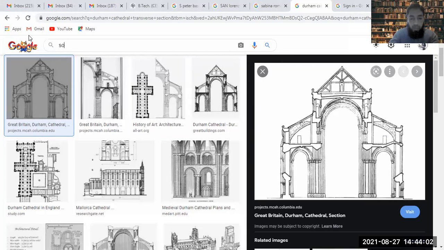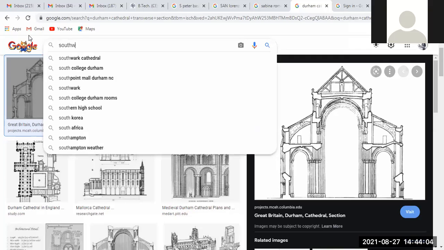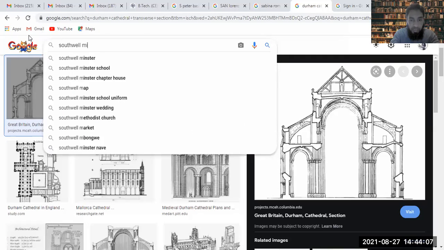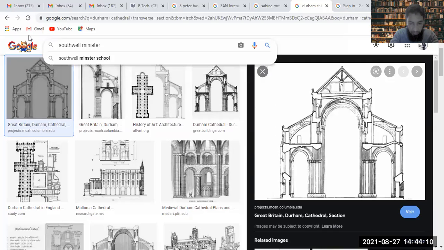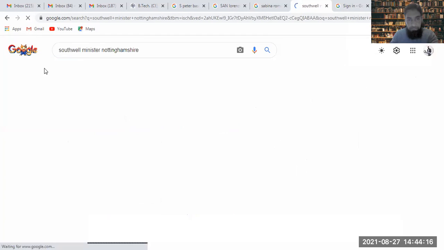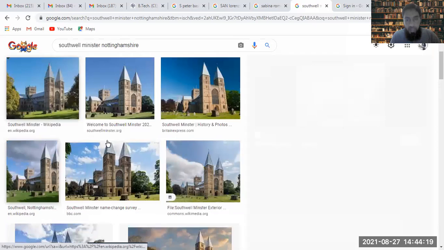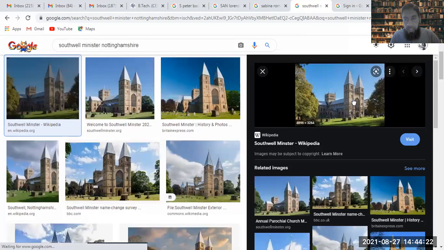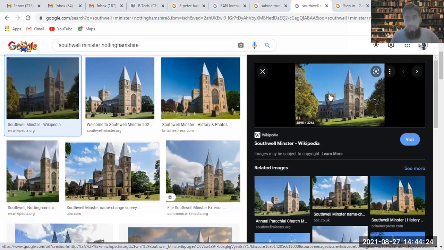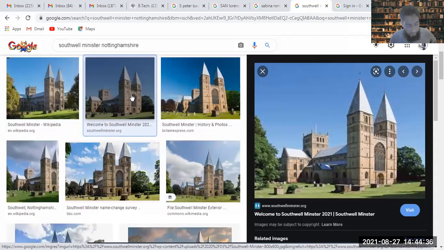You must have heard of the Southwell Minster, Nottingham. Again, the wall design and the base, and then you have the nave, and the aisle portion is towards the sides of the structure. This was again constructed in the 12th century.